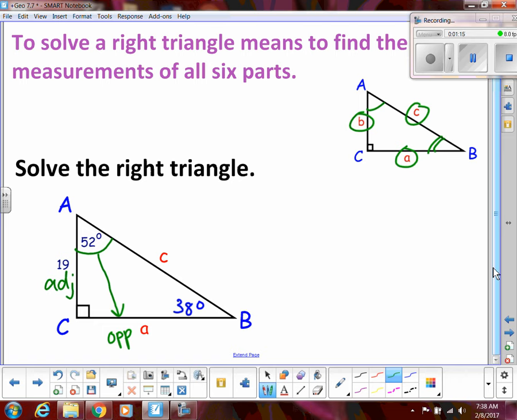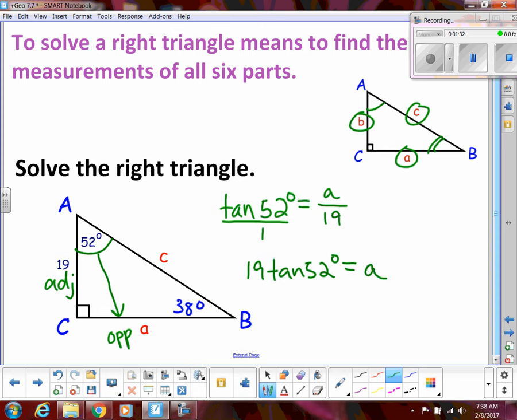So opposite over adjacent, that is TOA, so tangent of 52 degrees is going to be equal to A over 19. And then remember, I'm going to cross multiply, so I'm going to do 19 times tan of 52 degrees is equal to A. If I type that in, I get roughly A is 24.32. Okay, so that's what I'm getting for that side.